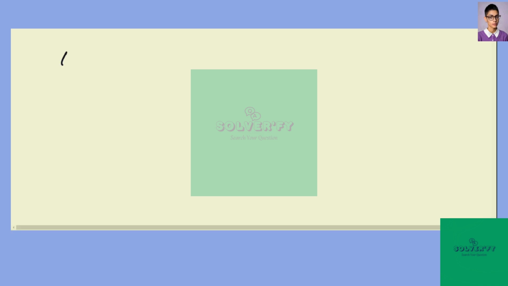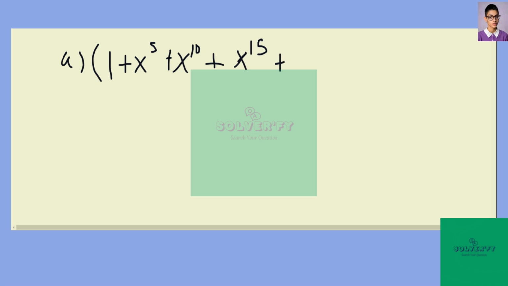We are asked to find the coefficient of x to the 10 in the power series of each given function. In part A, the function we're given is 1 plus x to the 5th plus x to the 10th plus x to the 15th, and so on, cubed.